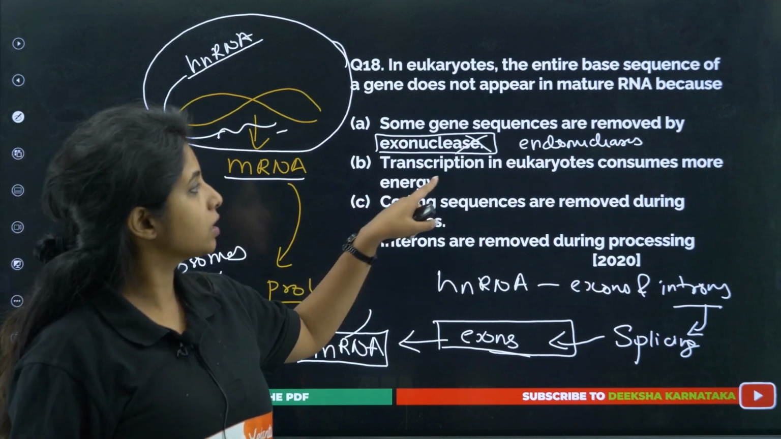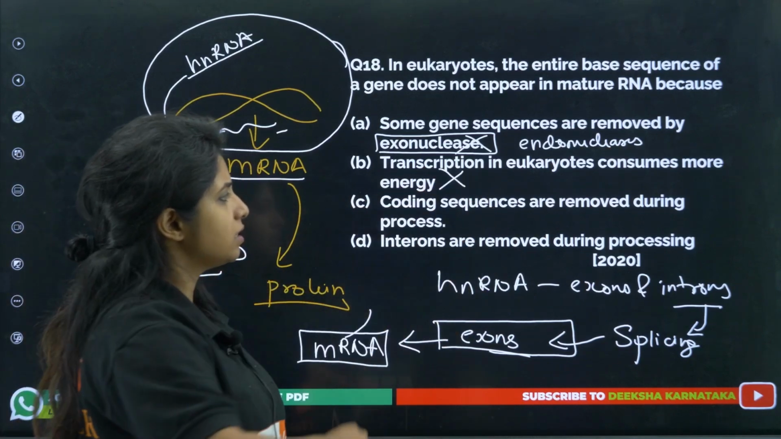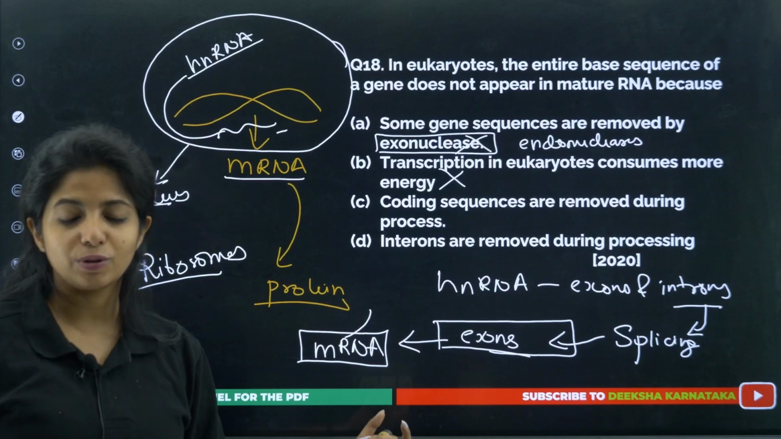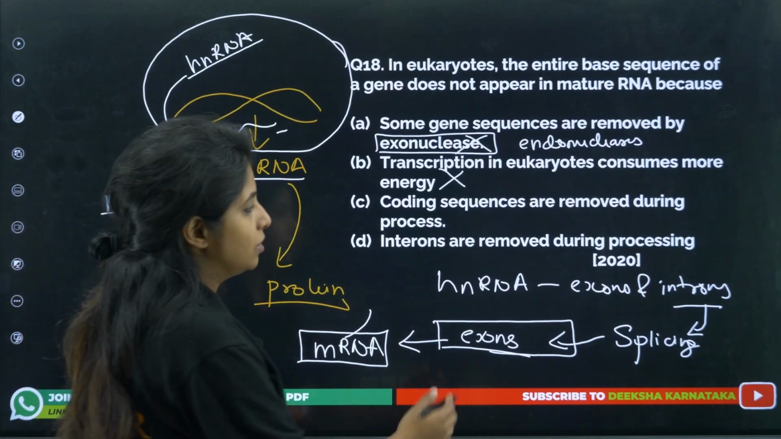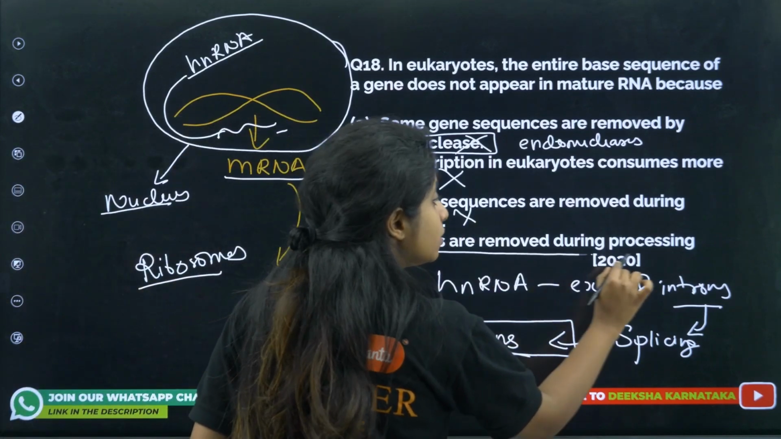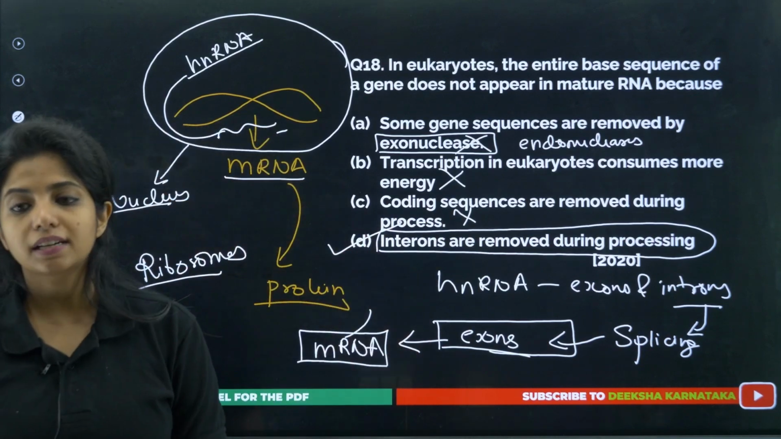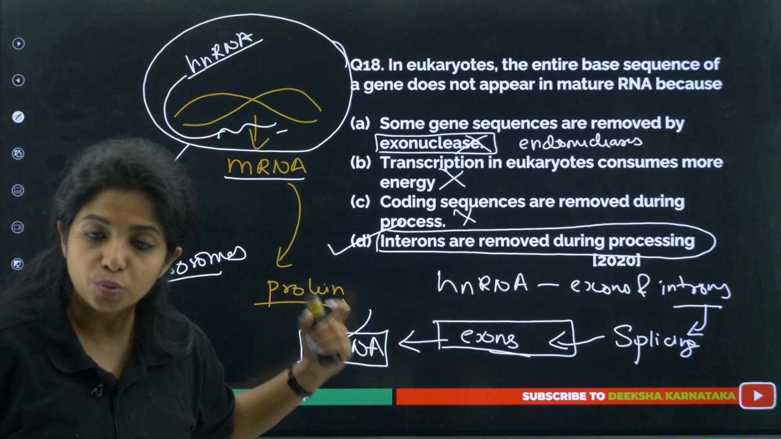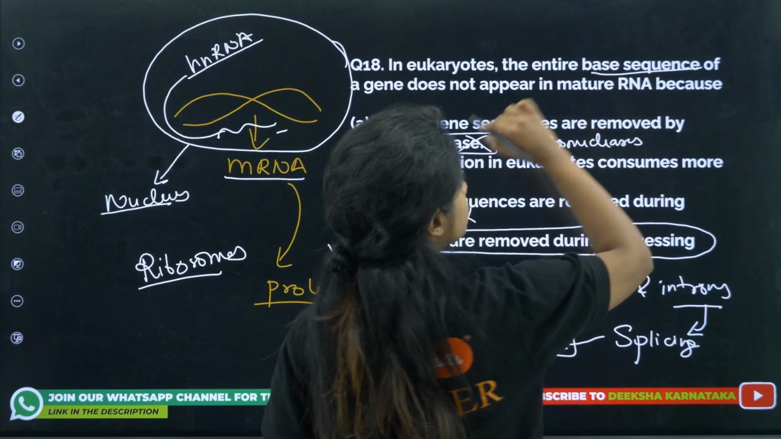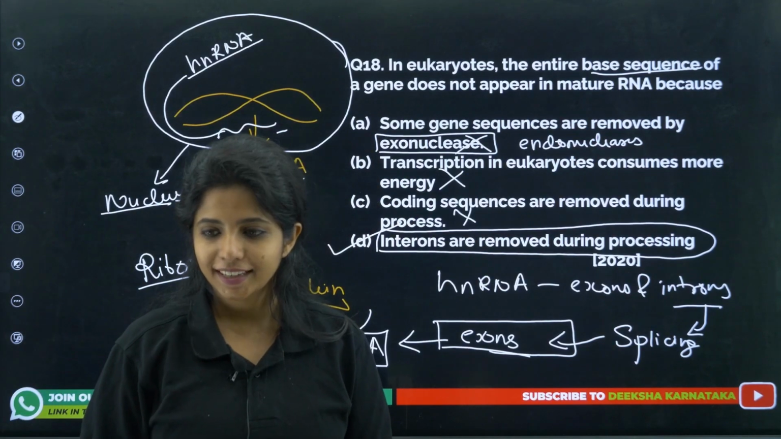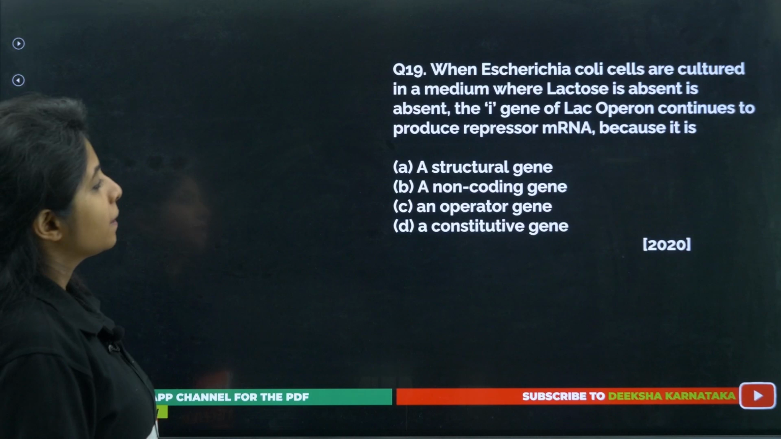Transcription in eukaryotes consumes more energy, does not make any sense. Coding sequences are removed during the process. If you remove coding sequences, my dear children, who will make proteins? This is also wrong. Introns are removed during the processing, and this is known as splicing. This is the answer. If introns are removed, that is why you do not see all the base sequences in the mature RNA, my dear children. Works? Okay? Next.